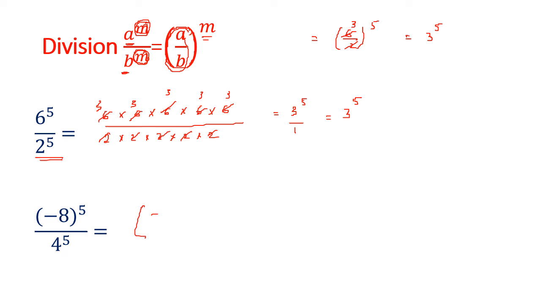So this can be written as minus 8 upon 4, the division of the bases first, raised to the power 5, because the power is the same. I get 4 ones are 4, 4 twos are 8, so I get minus 2 raised to 5.